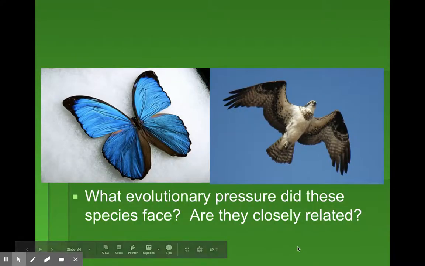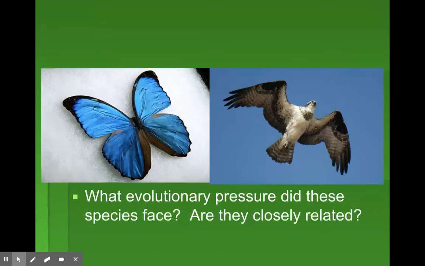Another example here are butterflies and birds. You can clearly see that these two are completely different species. They have completely different body structures, but they both have wings. So an overall idea is, what evolutionary pressure did these species face? Why did they have to develop wings in order to survive? That is another example of evidence that scientists look at when it comes to evolution and how animals develop these different characteristics in order to become more fit for their environment.